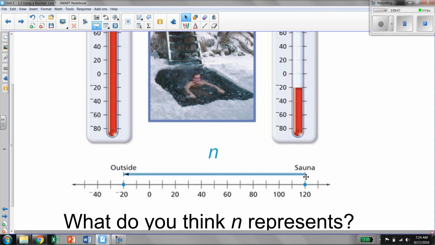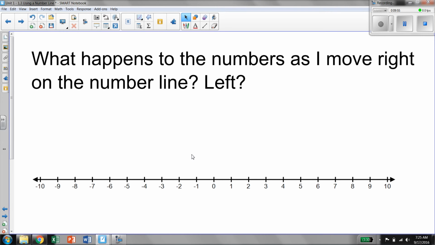So 120 degrees all the way to negative 20 was what n represented. And we're going to keep that in mind moving forward. So as we move, whenever we're moving to the right on the number line, we're increasing, or we're getting bigger, or we're adding. Whenever we're moving to the left on the number line, that represents a decrease, getting smaller, or subtracting. So let's keep that in mind.